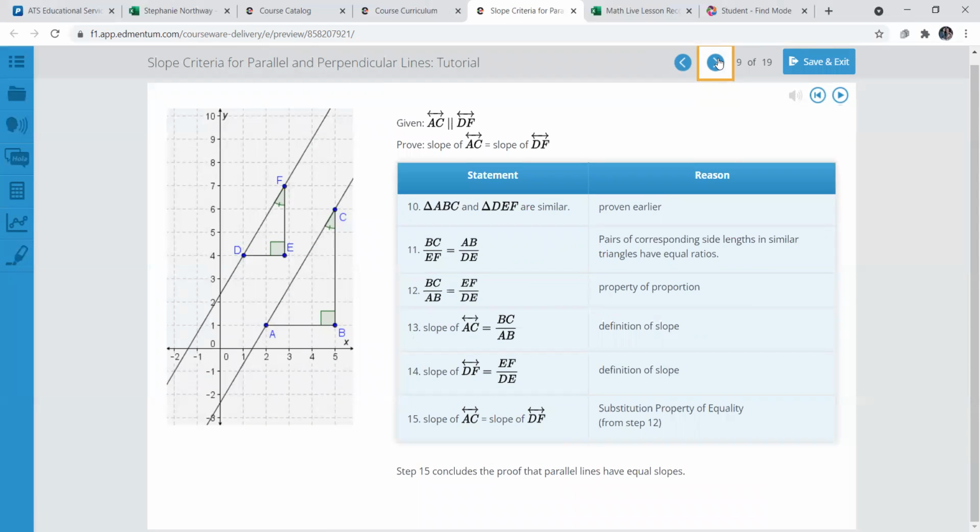Here it just talks about two different parallel lines. It shows parallel lines together. Then how are the slopes equal to each other? It gives us an example with two triangles. We have two right triangles here, and it shows why the lines are parallel to each other because we have BC over EF equals AB over DE. Pairs of corresponding sides, lengths in similar triangles have equal ratios. Okay. And again, that just shows you how they're equal to each other, how the lines and the points are all equal to each other. Fun stuff.